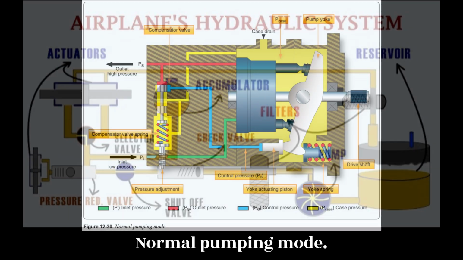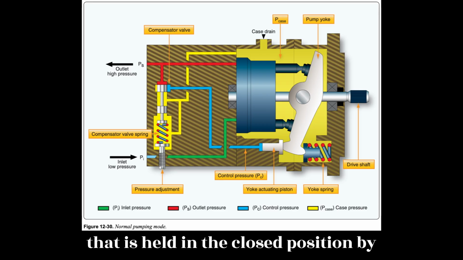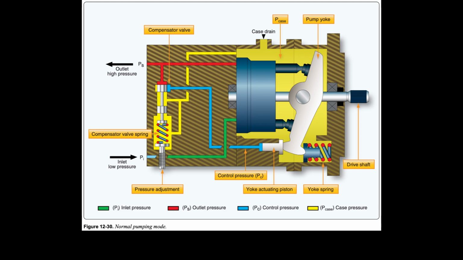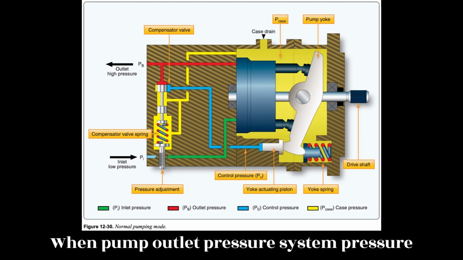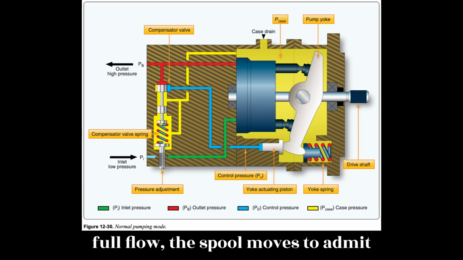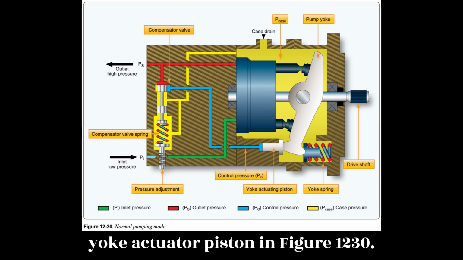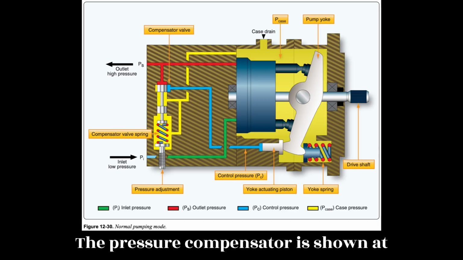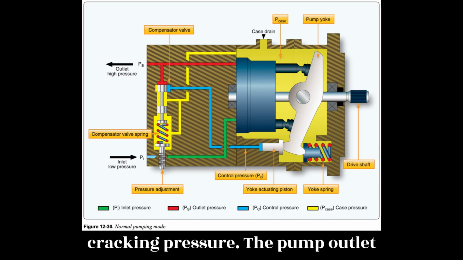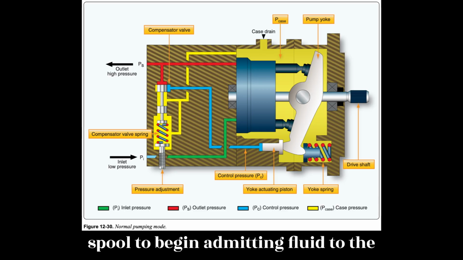Normal pumping mode. The pressure compensator is a spool valve that is held in the closed position by an adjustable spring load. Figure 12.30. When pump outlet pressure, system pressure, exceeds the pressure setting, 2,850 psi for full flow, the spool moves to admit fluid from the pump outlet against the yoke actuator piston. In Figure 12.30, the pressure compensator is shown at cracking pressure. The pump outlet pressure is just high enough to move the spool to begin admitting fluid to the actuator piston.